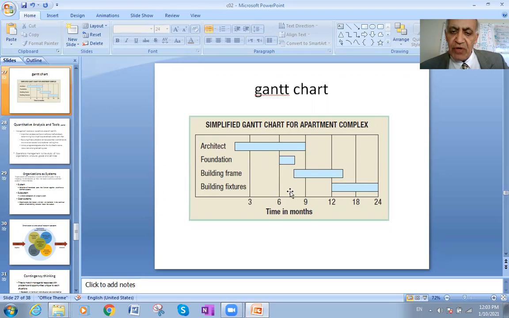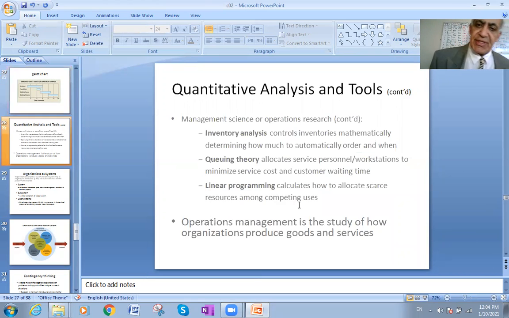So we can know from here how many of those phases are sharing one period of time. Like here, in the second period from 6 to 9 months, the architect is going on, the foundation is going on, and the building frame is also going on. Three operations in the period from month 6 to month 9. So it shows the stages of production. This is again a Gantt chart.